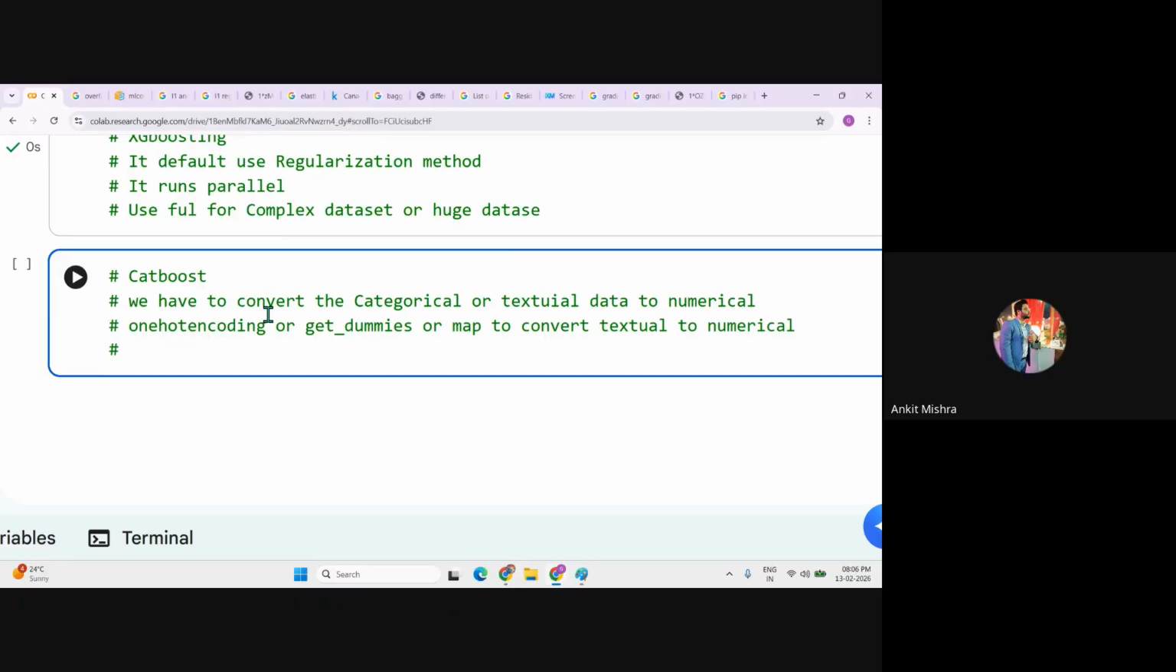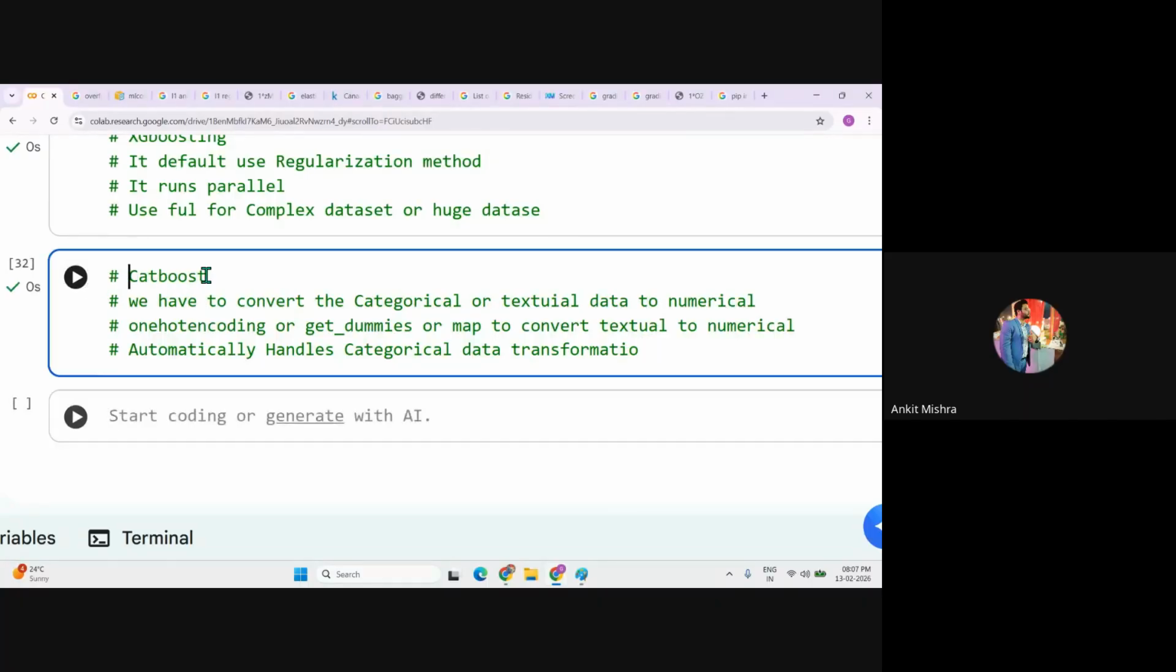So categorical boosting is like the combination of it all. It by default handles categorical data. You can just simply write this: automatically handles categorical data transformation, right? And the boosting part is one of them. Perfect, candidate. So we can use this CatBoost, right?